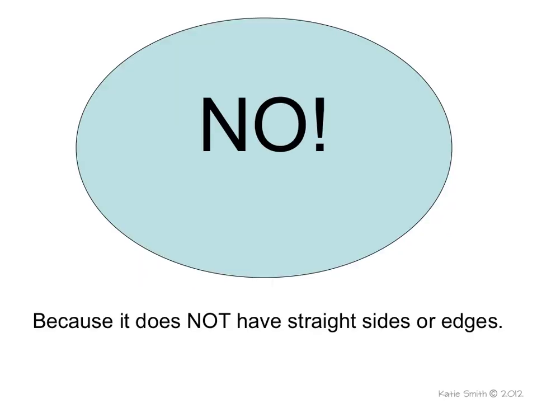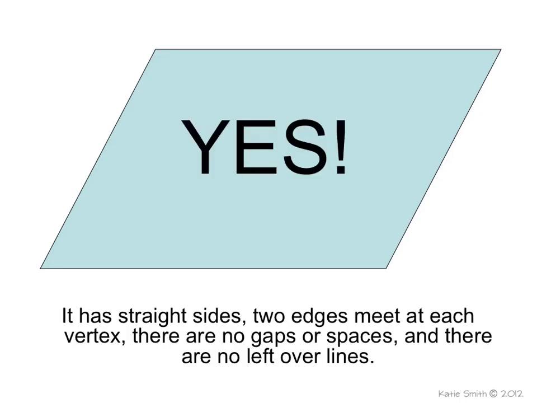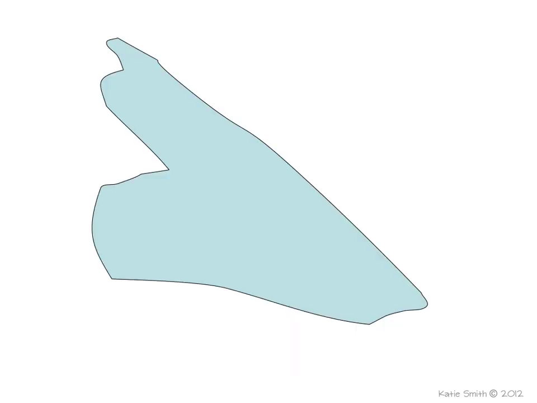Here's the first one. This is an oval. Does it meet all 4 of those requirements? No, this has curved edges. You can only have straight edges. What about this one? These are all straight. There's no intersecting lines. Yes, this one is a polygon. Straight sides, 2 edges meet at each vertex, and there's no gaps or spaces.